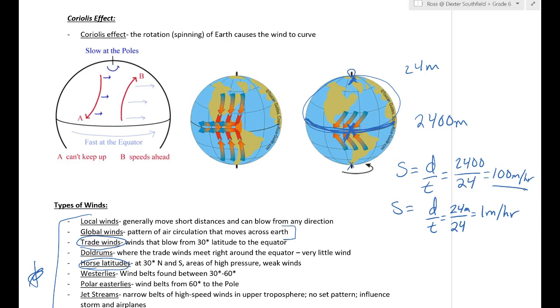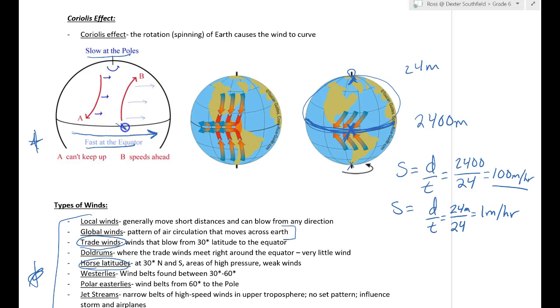So the difference in speeds here means that as wind comes off of the equator, it's going to move a lot faster than if it is moving off of the poles, which is essentially what this picture here is showing you. Faster at the equator and slower at the poles. So, as Earth rotates or spins to the right, any air that is coming off of the equator is going to carry with it the speed of the equator, the momentum of that motion.